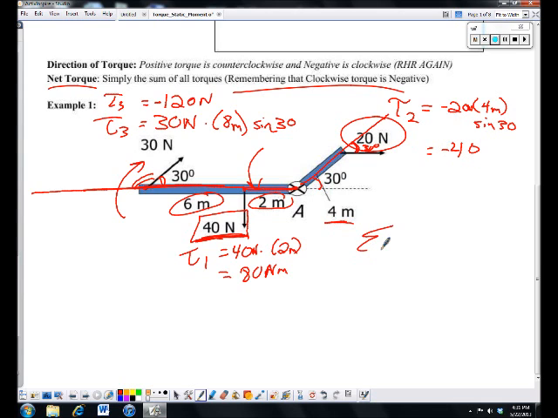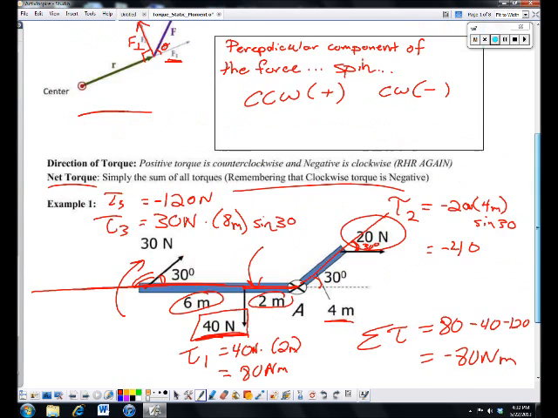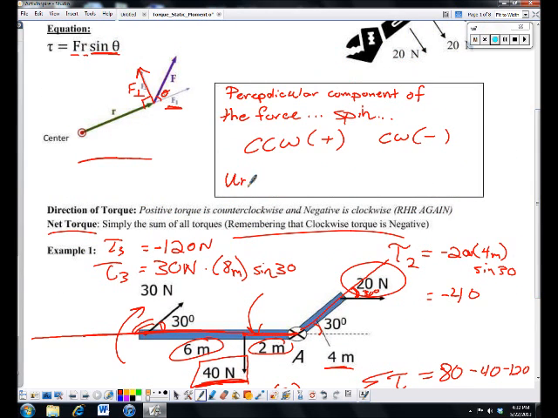So if I do my sum of torques, it is positive 80 minus 40 minus 120. And let's see, that gives negative 80 newton meters. And that is the unit for torque. If you want to come back up here and put it in, the unit for torque is a newton meter.